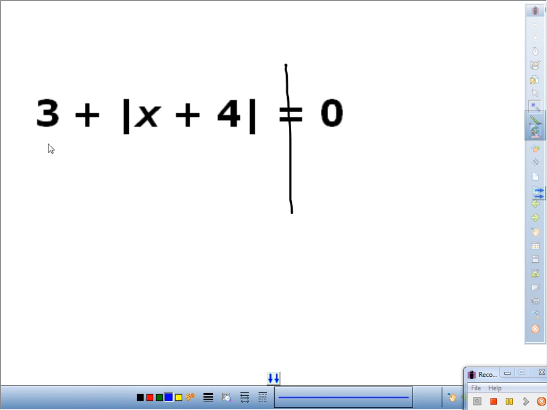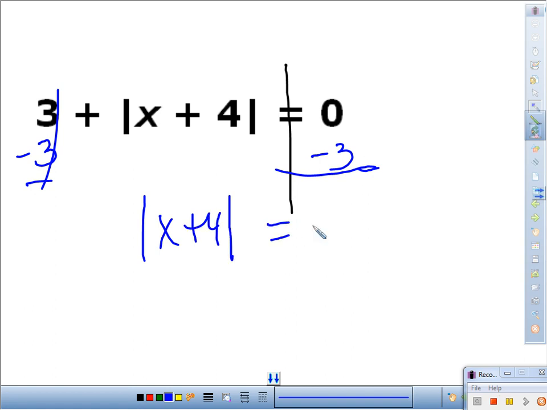All right. What do we have outside the absolute value? Positive 3. So we do what? Minus 3, minus 3. Absolute value x plus 4 equal to negative 3. Another dilemma. Doesn't that look kind of weird? What looks weird? That this is a negative.